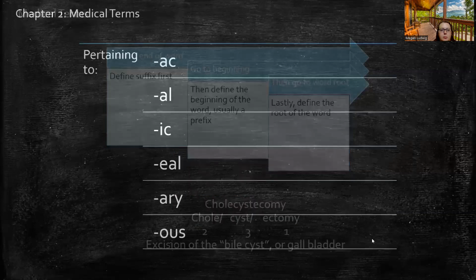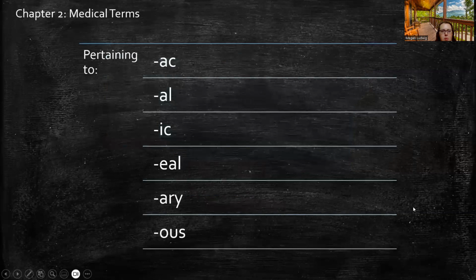Okay. So let's look at some common terms here that honestly, I would recommend making note cards of. They're very common. You're going to see them all the time. You need to memorize these. Okay. So these are suffixes that all mean pertaining to. Like I said, there's going to be some that are repetitive, and you're going to learn which one goes with what. Okay. So all of these come at the end of the word, the medical term. They all mean pertaining to.